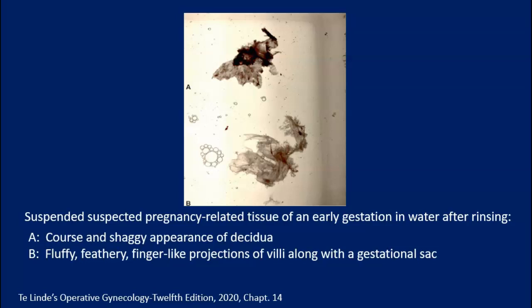As shown in the top, this is the coarse and shaggy appearance of decidua, and the bottom portion of the slide shows these fluffy, feathery finger-like projections which are consistent with villi. So if you get tissue that shows this, you are reasonably sure that the pregnancy that's been expelled, or that you've just done a D&C for because of a potential incomplete expulsion of contents, is in the uterus as opposed to an abnormal site.